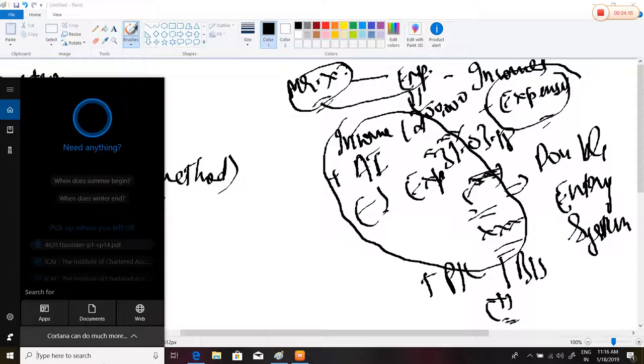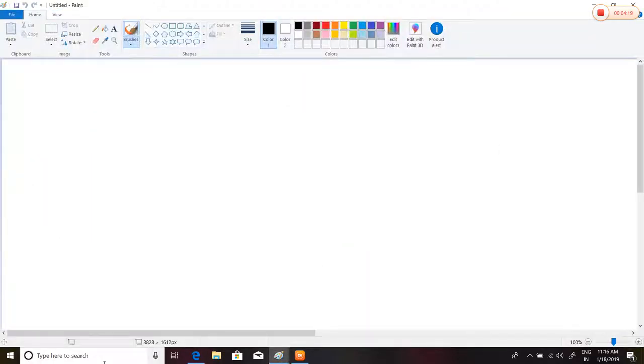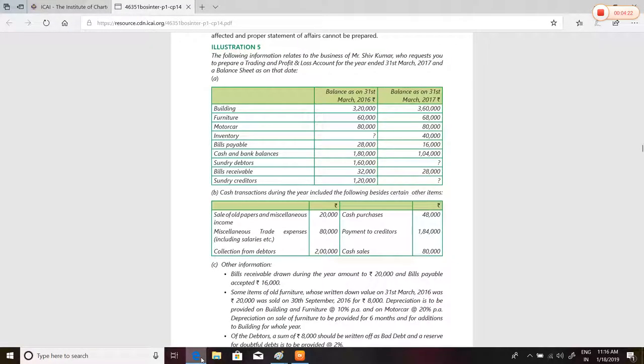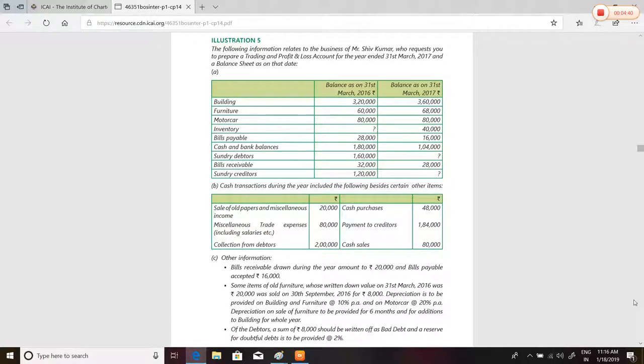I'm directly going to start with the sum. See, here is ICAI, the Institute of Chartered Accountants of India's book sum. If you are CMA Intermediate students, then note down all the questions, or directly download it from the institute's website. Okay. Now let's start. I am directly at illustration number 5. Yes, because the first 4 illustrations are related to CCM. Now let's start with the question.